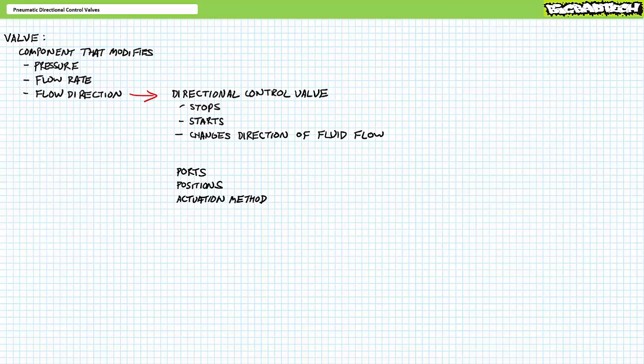A port is a defined connection point. A position is one defined function of a valve characterized by a particular flow path. Lastly, the actuation method is how a valve is moved from one position to another.